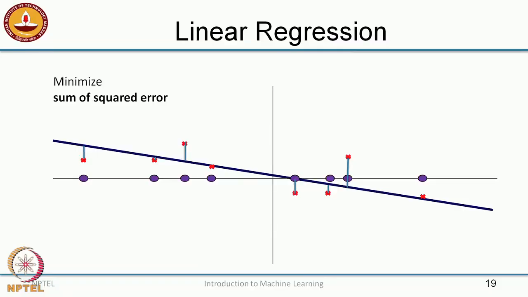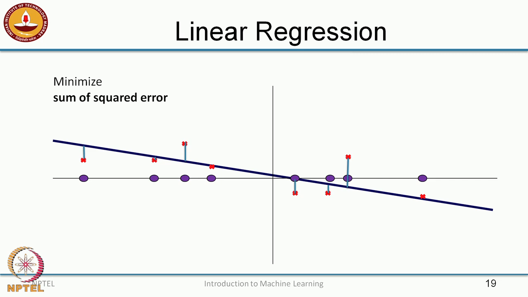And so, what we would typically like to do is what is called linear regression. Some of you might have come across this under different circumstances, and the typical aim in linear regression is to take the errors that your line is making.